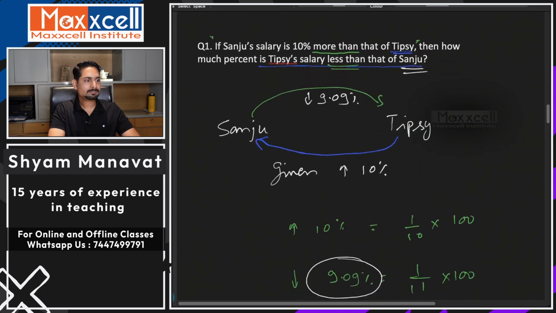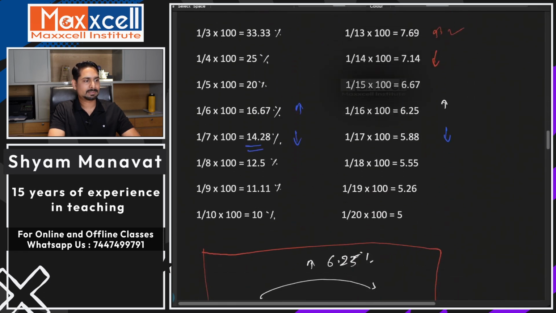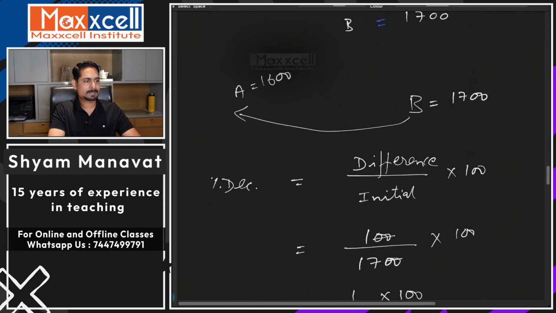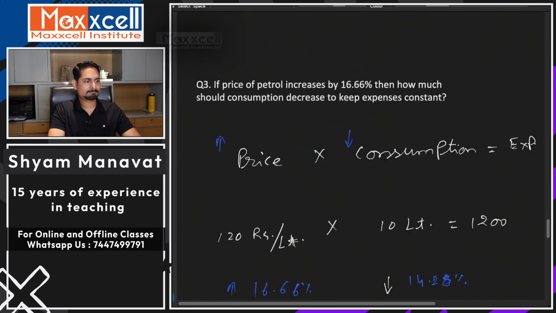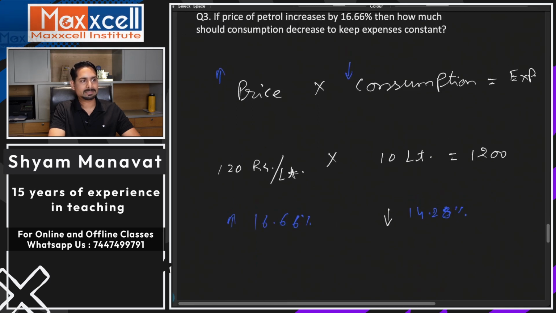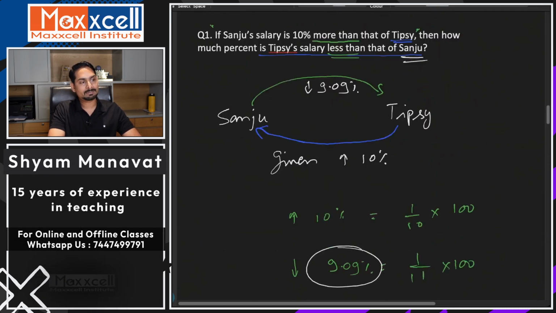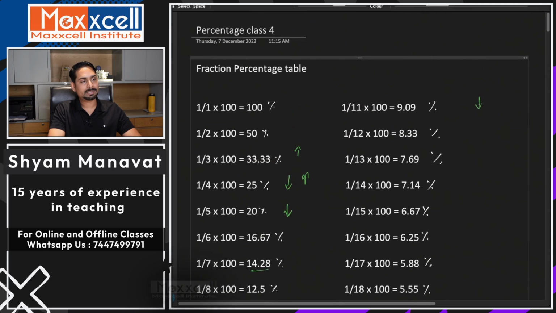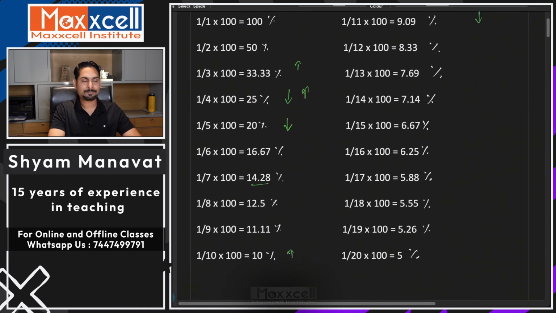So I hope you will go through that. Price into consumption is equal to expenditure. If price increases, the consumption should decrease. If price increases by 16.66%, the consumption should decrease by 14.28%. So for inversely proportional, I will be using the shortcut there. So remember the fraction percentage table.